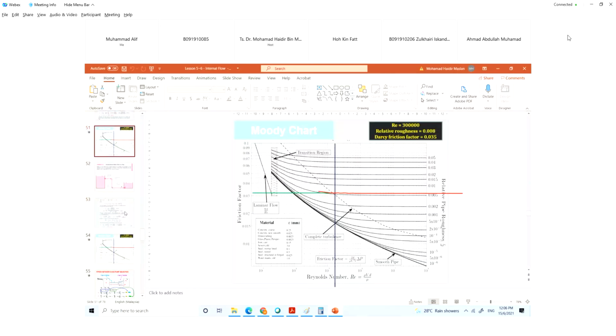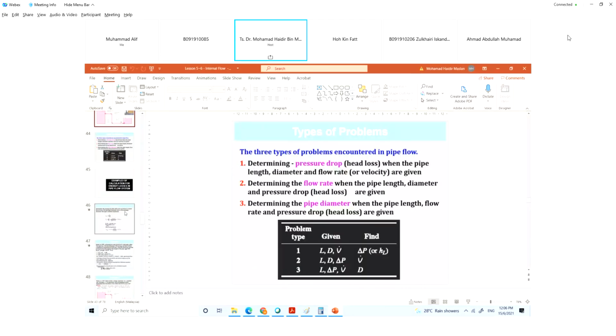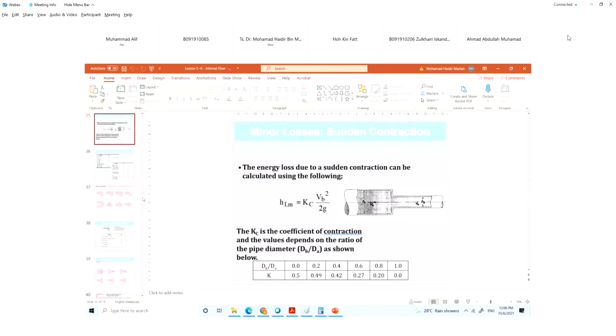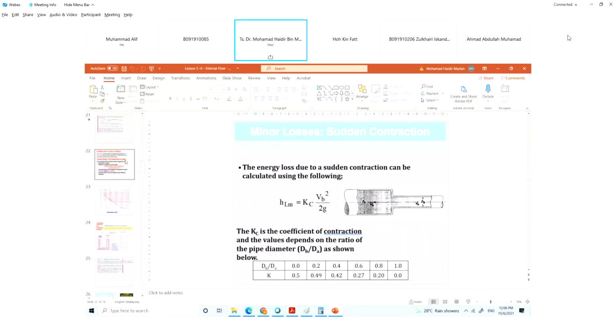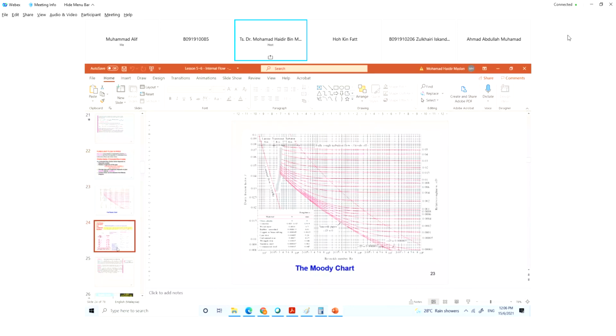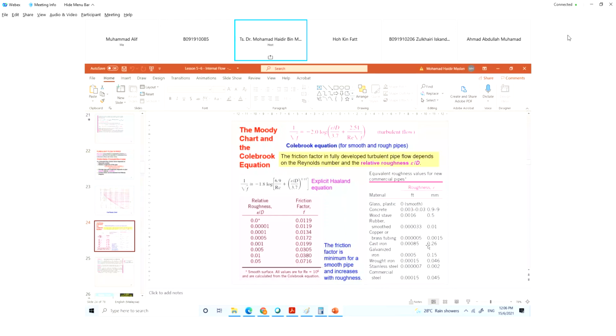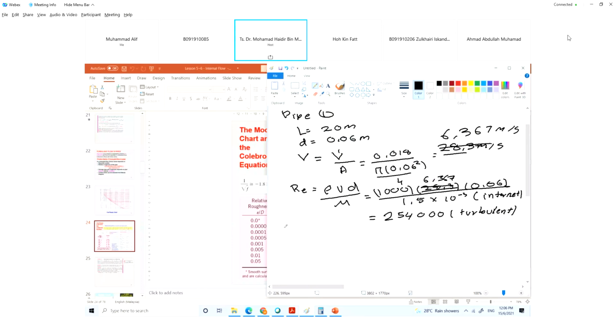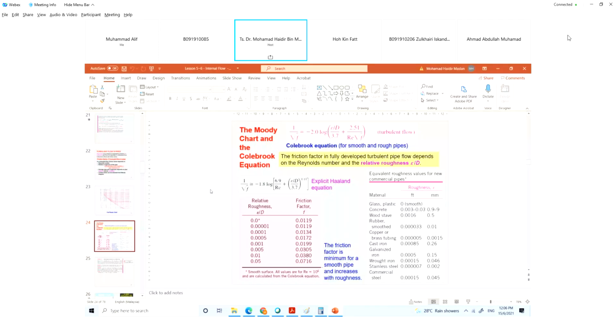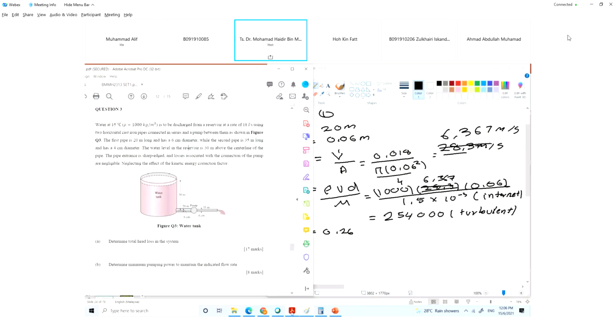So where is it? Where's the information for cast iron? Okay, for cast iron, the roughness is 0.26. So for this question, the roughness is 0.26, refer to this table. Yeah, 0.26. And then you also know the diameter, which is 0.06.